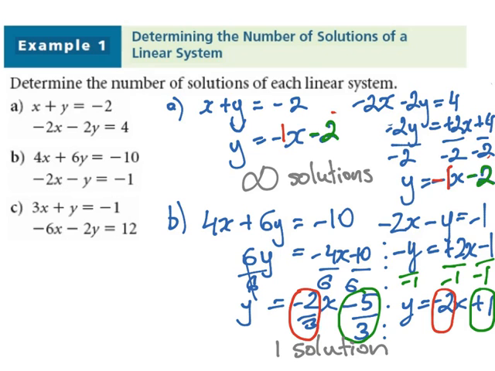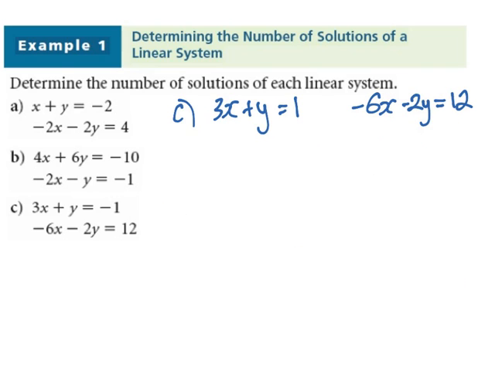Let's take a look at part C. Again, we need to solve for y. So in this case, we're going to subtract 3x from both sides of the equation. We'll get y is equal to -3x plus 1. Then on the other side of the equation, we have -6x that we're going to add to both sides. So we're going to have positive 6x on one side and 12.